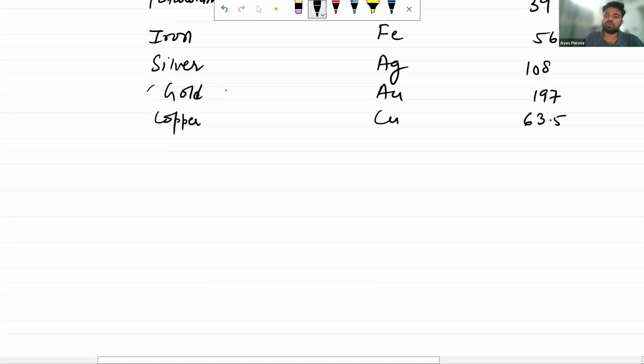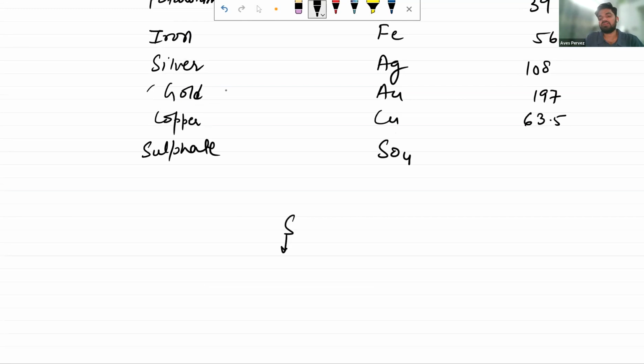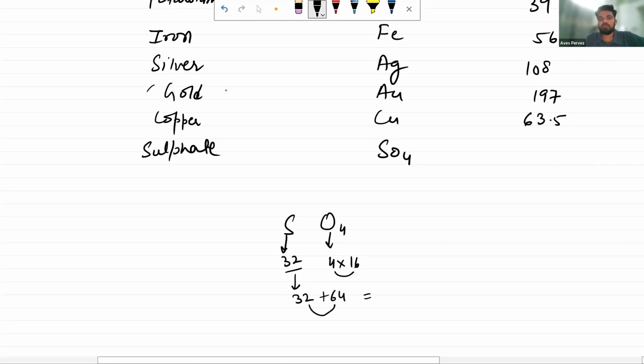Now moving further, we're going to look at the mass of polyatomic ions. For example, sulfate is SO4, because this is commonly asked. So how will you calculate the mass of one sulfate ion? Sulfur has 32, and there are 4 oxygen atoms, so we multiply 4 into 16. 32 is for sulfur, and oxygen contributes 64. When you add them, you will get 96. So one sulfate ion has mass 96.